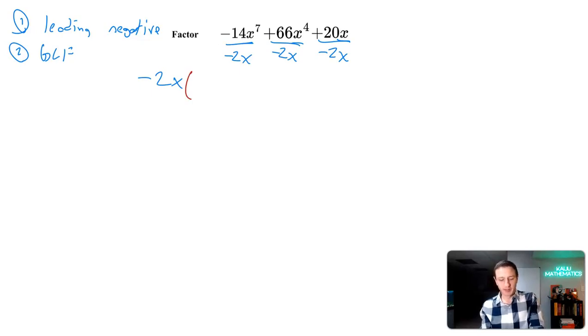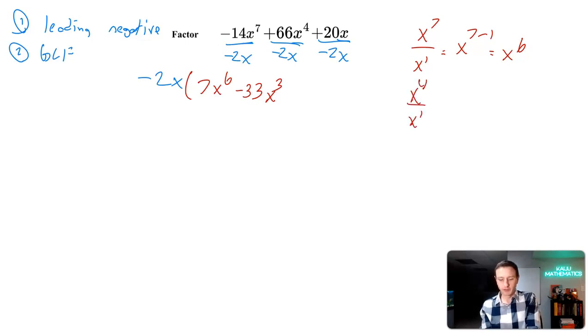Negative 14 divided by negative 2 is positive 7. X to the 7th over x to the 1st. When you are doing division of variables, what you want to do is subtract the exponent. So it's 7 minus 1, which gives us x to the 6th. So 7x to the 6th. 66 divided by negative 2 is going to be negative 33x to the 3rd because you have x to the 4th over x to the 1st. 4 minus 1 is 3. So I get x to the 3rd. 20 divided by negative 2 is negative 10.